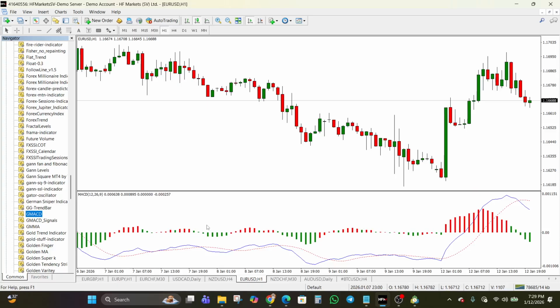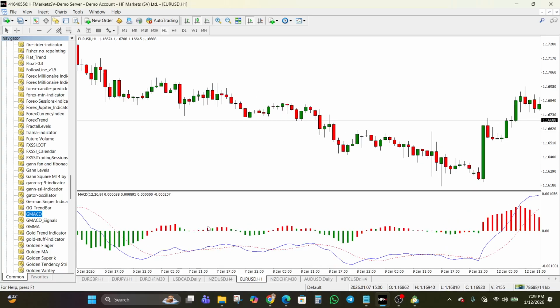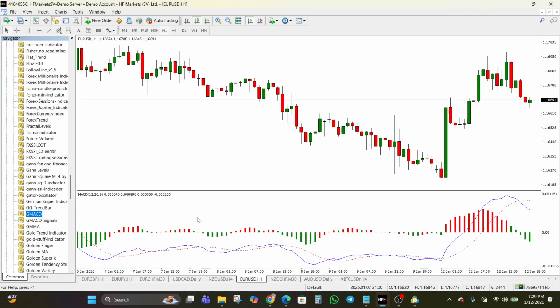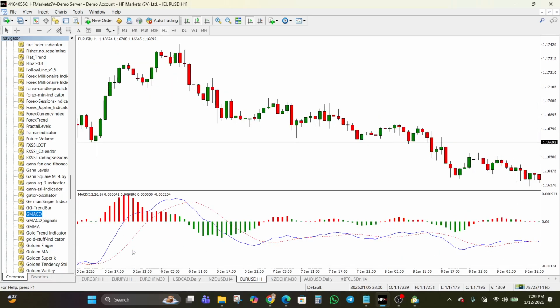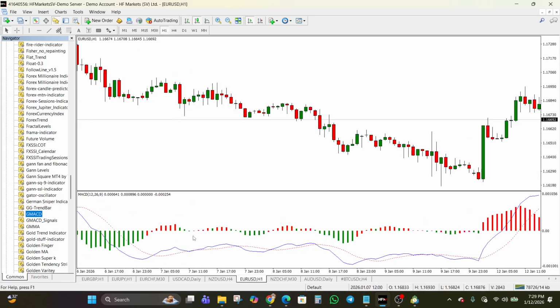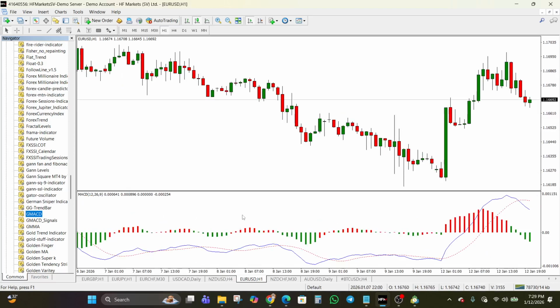It's a refined version of the classic MACD, of course, and it's designed to deliver clearer trend direction and entry signals. So you will notice that when the blue line crosses above the red line, it shows that there is possible bullish momentum building up.